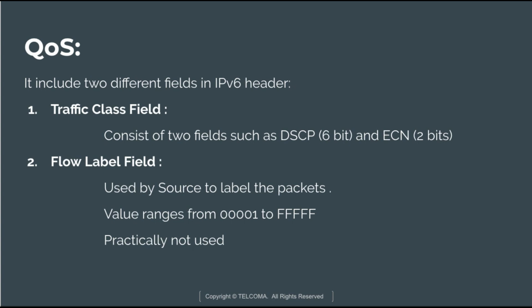So these are the two different fields in the IPv6 header. The first one is the traffic class field and another one is the flow label field. Most of the time we use the traffic class field and the flow label field is not practically used. So this is all about quality of service in the IPv6 packet.